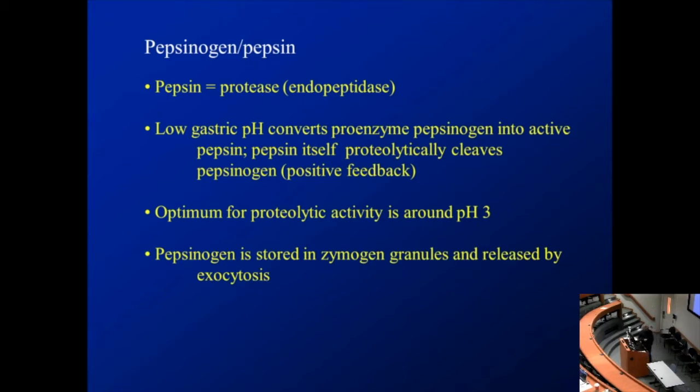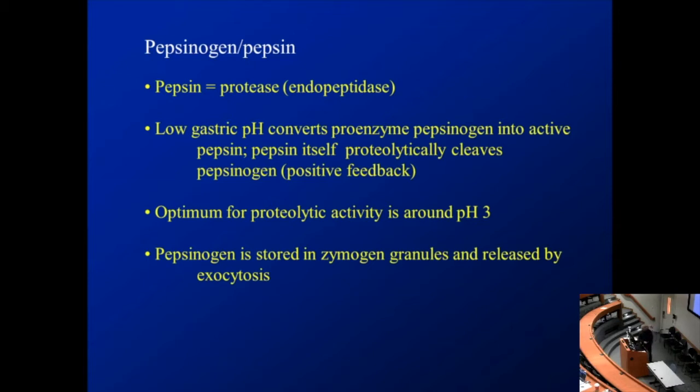form. Then this low gastric pH converts this proenzyme pepsinogen into the active pepsin, and then pepsin itself can proteolytically cleave other precursor forms, proenzymes, and therefore there's a positive feedback that increases the concentration of the active digestive enzyme, the pepsin. Pepsin works best at a pH around 3. It has a relatively broad pH dependence, so even if your pH drops to 2 or something like that, it's still going to be very active in breaking down the nutrients.